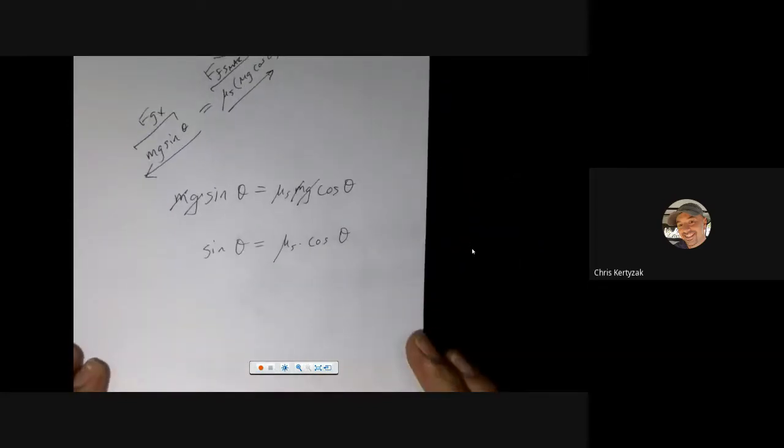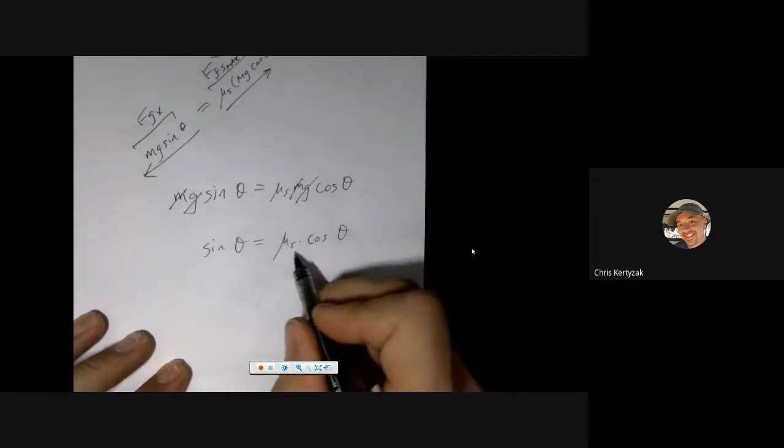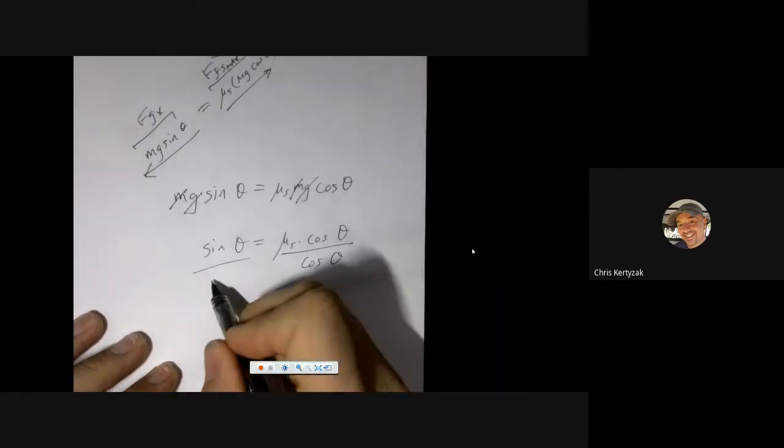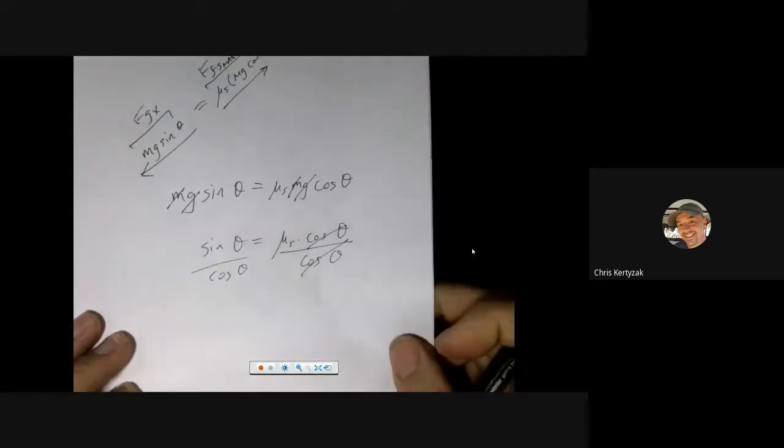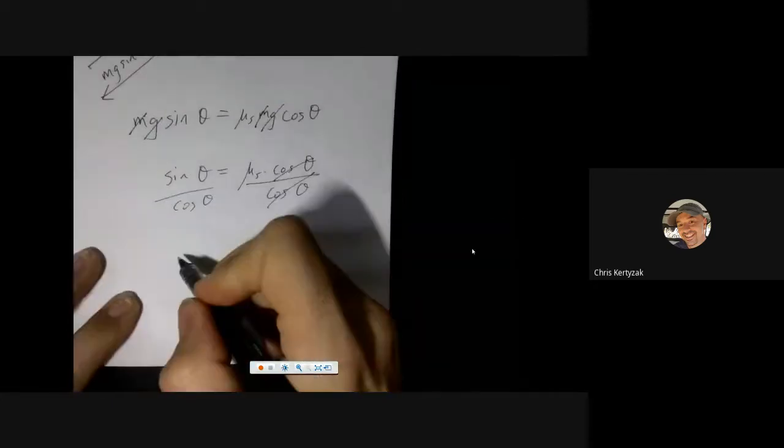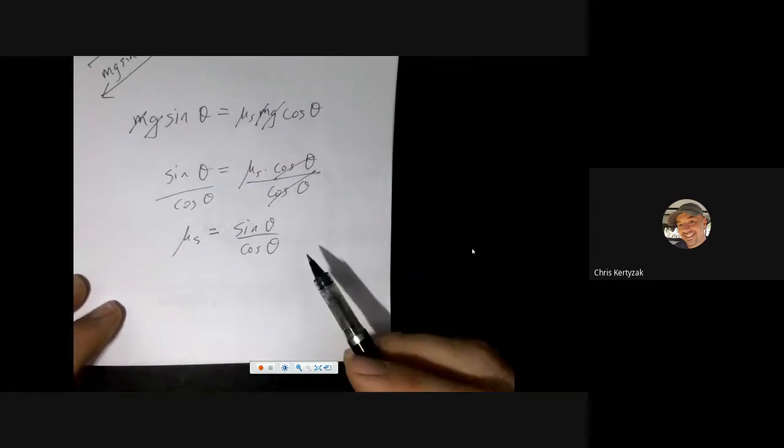Now this, if there is a stopping point for students, it might be here. If not, they would know, okay, well, let's at least just divide both sides by cos theta. And we end up with an equation that says the coefficient of static friction is equal to sine theta divided by cos theta. Now, for the students that memorize all the trig identities, and I'm sure it's not all of you, but you're out there, you might remember that sine over cosine actually is some other trig function.